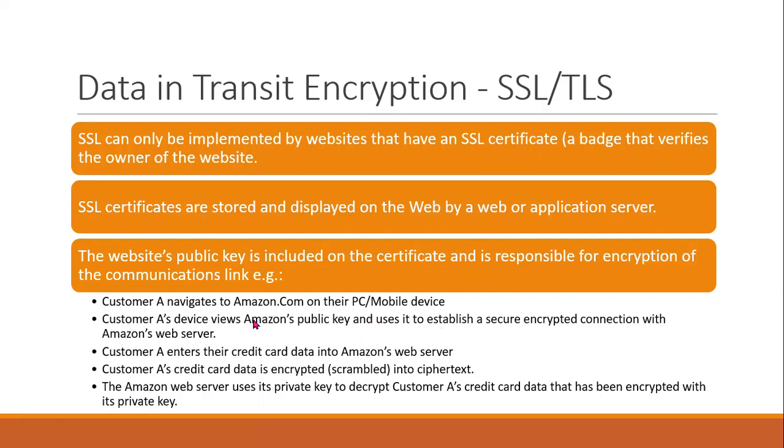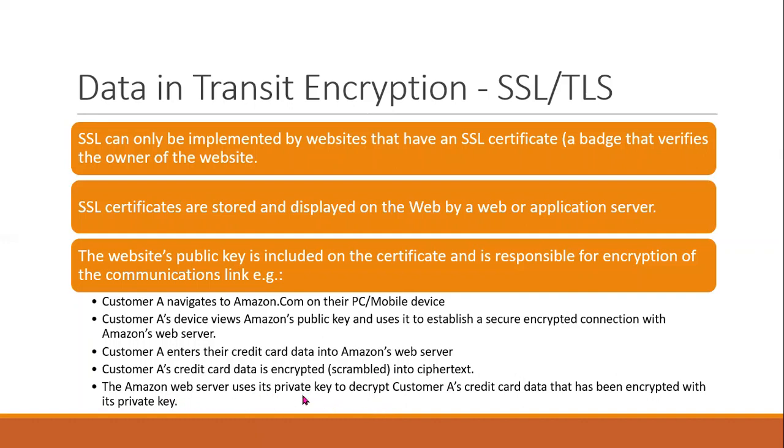Let's look at this example. So customer A navigates to Amazon.com on their PC or mobile device. Customer A's device will search for and view Amazon's public key. And that's what it uses to establish a secure encrypted connection with the web server. Customer A then feels secure enough to enter their credit card data. But if customer A were to receive a message, this site is not secure, they clearly would not enter their credit card data. And when customer A now enters that data, it is encrypted and scrambled into ciphertext.